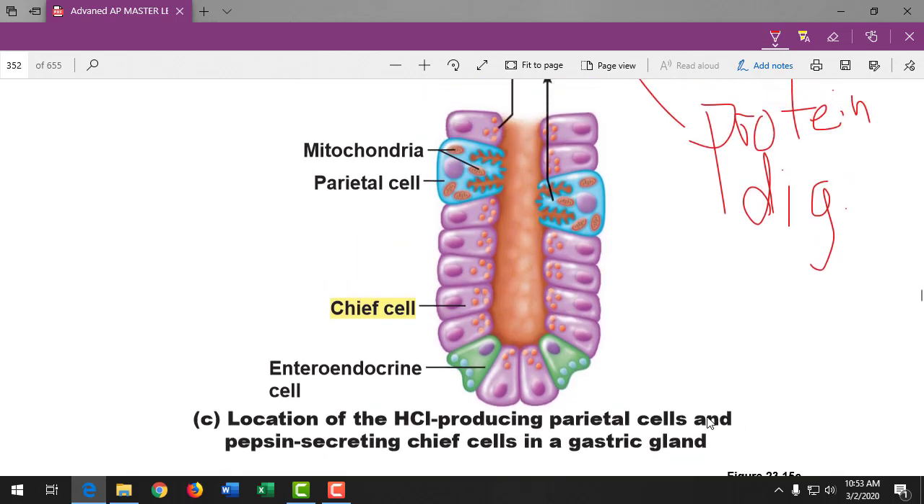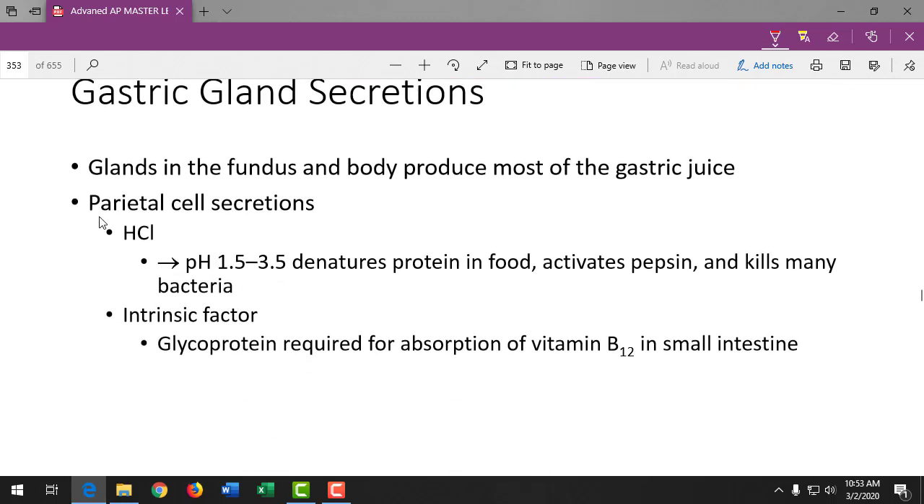So the parietal cells, they're large cells that secrete hydrochloric acid and intrinsic factor. And the parietal cells help the chief cells by activating that pepsinogen. So, parietal cells, again, secrete hydrochloric acid and intrinsic factor. The purpose of hydrochloric acid is that this low pH secretion breaks down proteins, it acts as an enzyme with pepsinogen to make it pepsin, and it helps kill bacteria that might be present in the food we eat. So a couple of different functions for HCL.